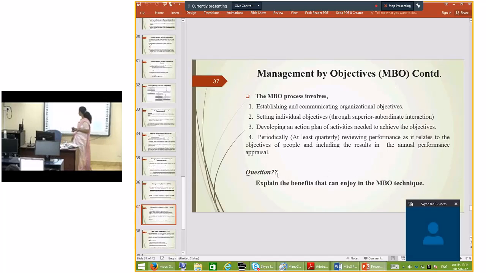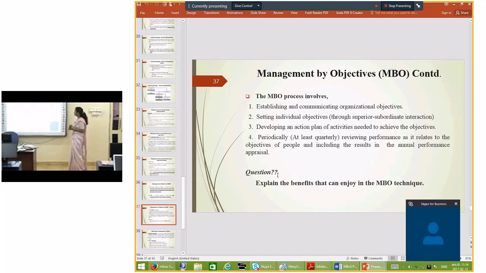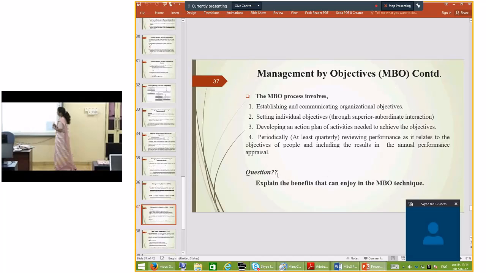These are the processes of the MBO method. The first one is establishing and communicating organizational objectives. That means first of all, we communicate to the employees that these are the organizational objectives or the goals. As I mentioned, assume the organizational objective is to increase profitability by 20% by the end of the first quarter of the year 2017. So that is one of the objectives of the organization, and this particular objective we have to communicate to the employees.